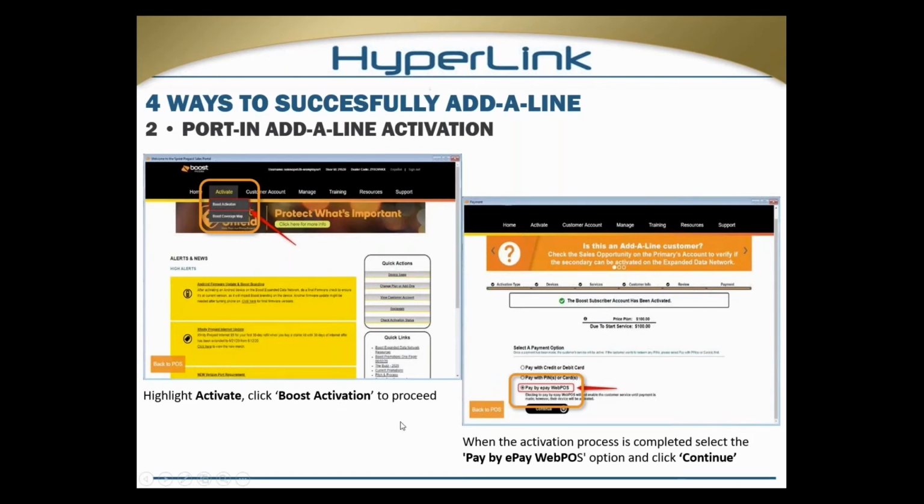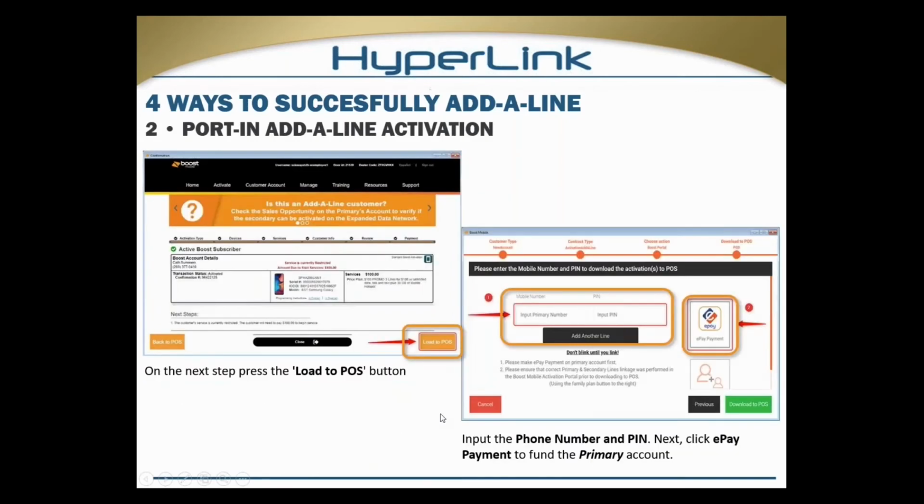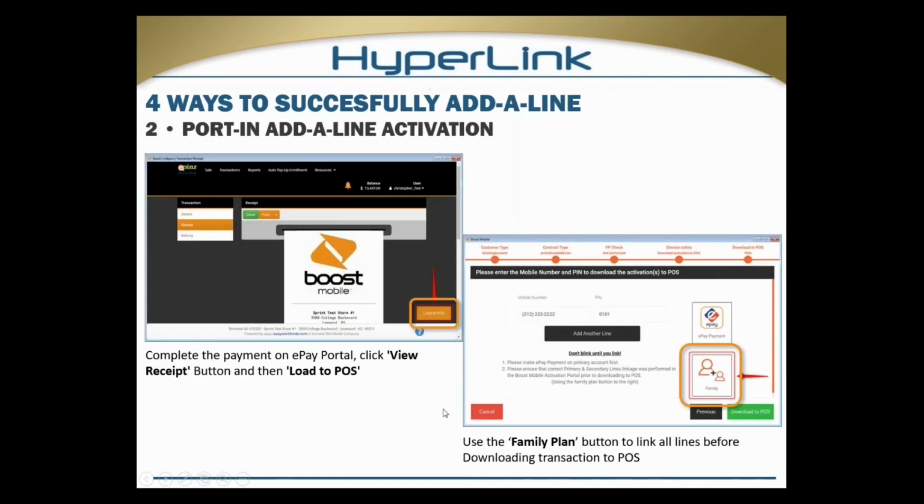We're going to select Pay by ePay WebPOS and hit Continue. We're going to go ahead and load that transaction to POS and make that payment. Once the payment has been done, you're going to load the transaction to POS, and we're going to input that new number and click on Family Plan so that we can link those lines.